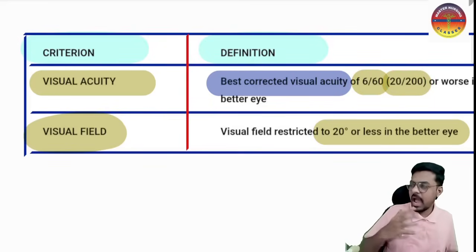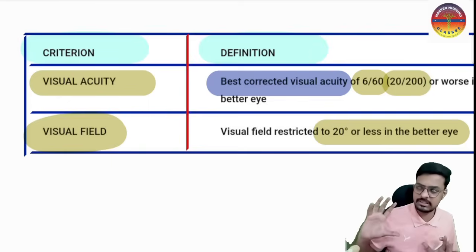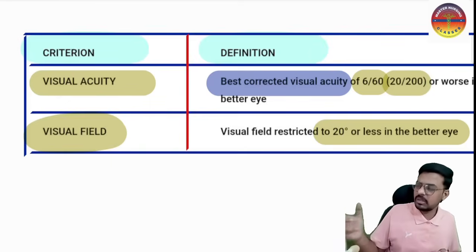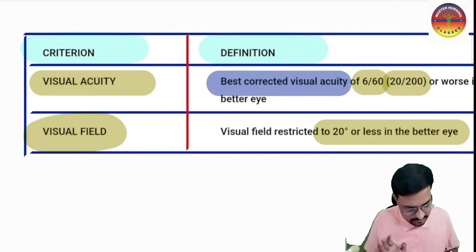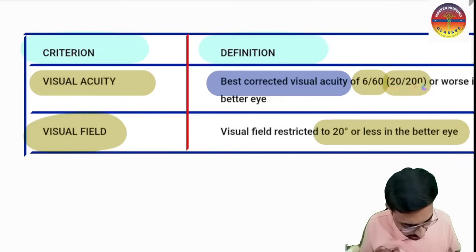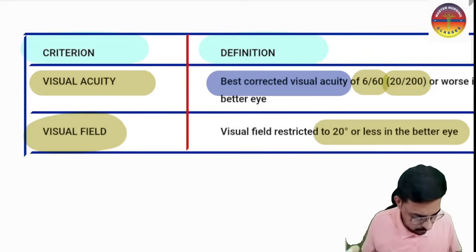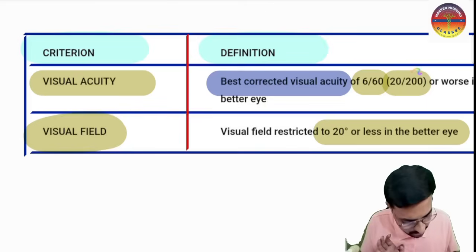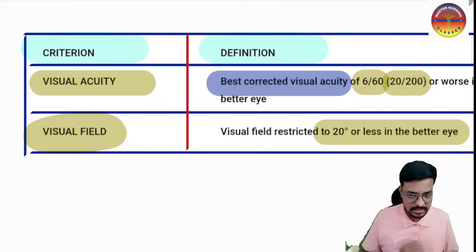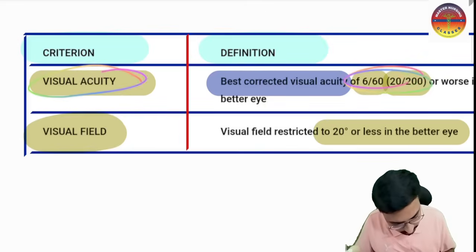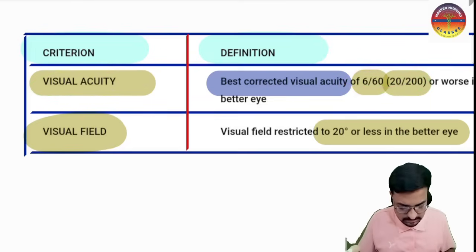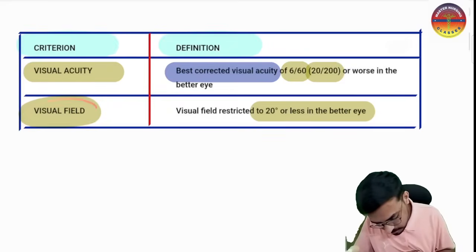So that means I, the normal person, am able to see one object from 200 feet distance. The patient is unable to see that one from 200 feet, so he is able to see it only from 20 feet. The patient is able to see from 20 feet and the normal person is able to see from 200 feet, which means the patient is unable to see from 200 feet. So that is what I am going to explain here. Okay, so that is what we will check in the Snellen chart: the distance visual acuity, 6 out of 60 meter or 20 out of 200 feet. This is what we can say is a legally blind patient, and visual field we are checking.